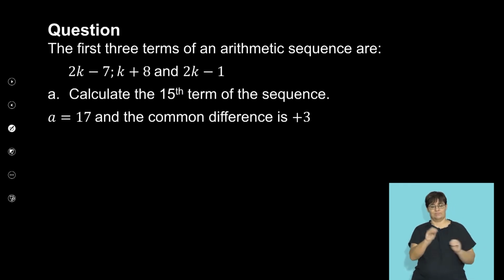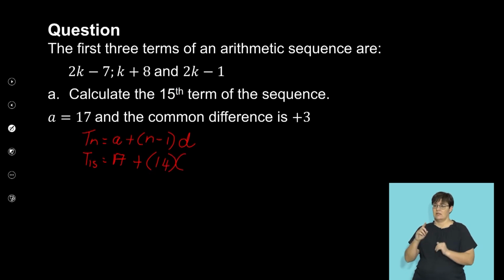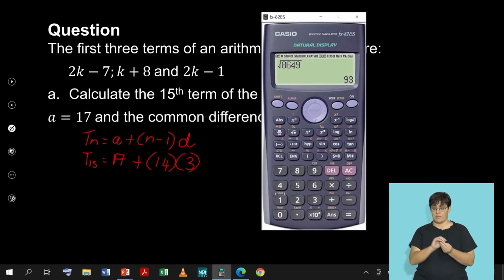Now I can substitute into my actual formula to determine the value of the 15th term. So Tn is equal to A plus (n minus 1) d. So term 15 will be equal to 17 plus (n minus 1), so it's going to be 14 times my common difference, which is 3. I'm going to plug this all into my calculator. So it's going to be 17 plus 14 times 3 is equal to 59.